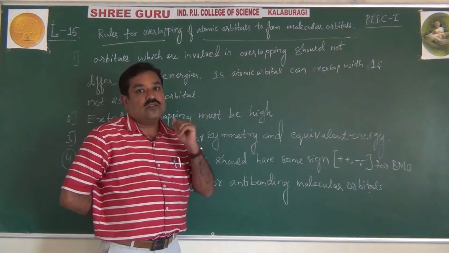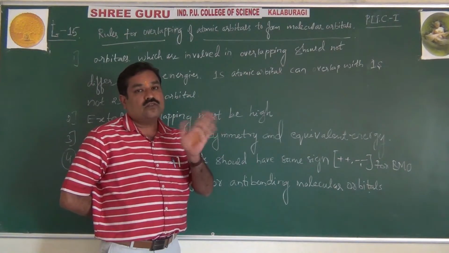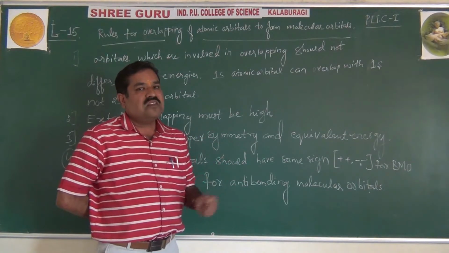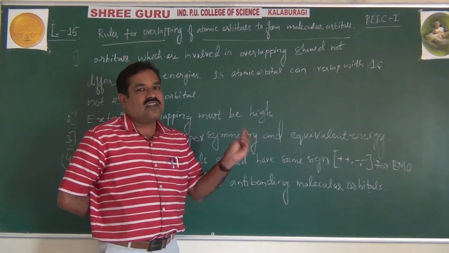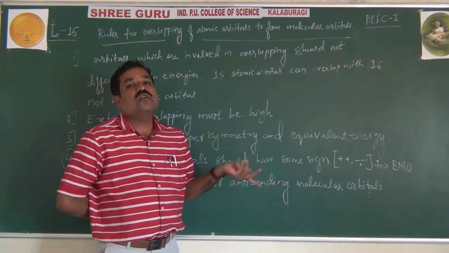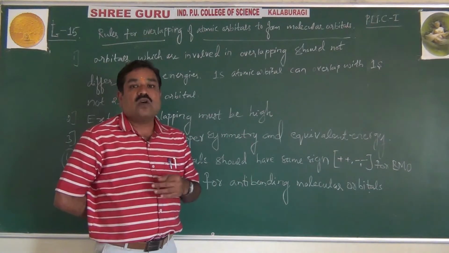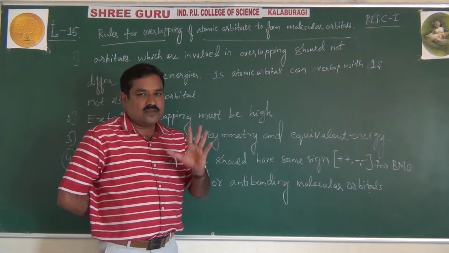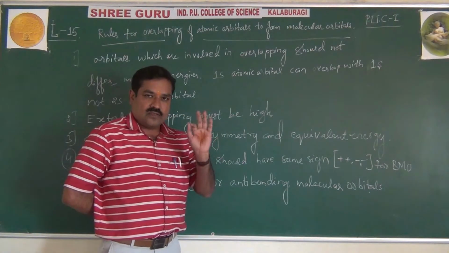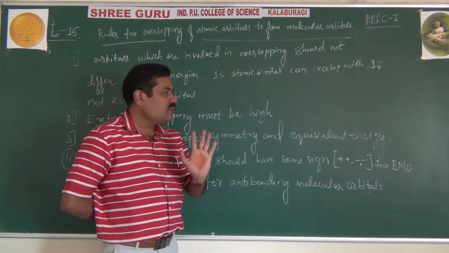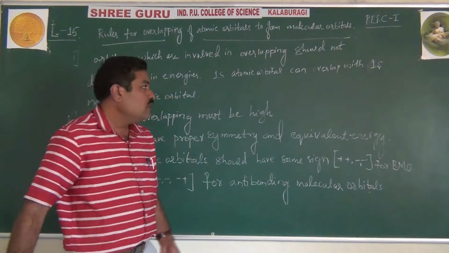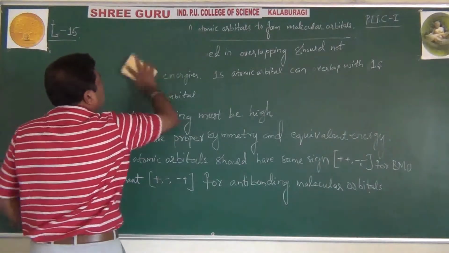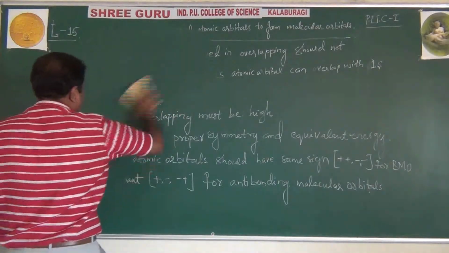2py should overlap with only 2py, not 2pz. 2pz with 2pz. 2px with 2px, 2py with 2py, 2pz with 2pz. But not 2s with 2px, or 2px with 2py. It is not possible; they are phased out. That's why yesterday I gave you the shapes, phase in and phase out, for sigma as well as pi. So that's about the rules for overlapping of atomic orbitals to form molecular orbitals.